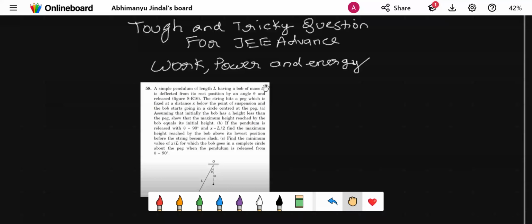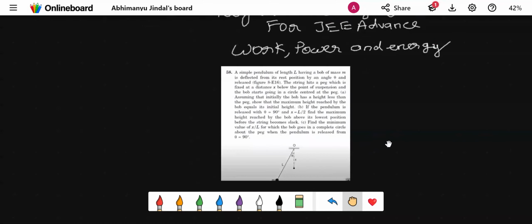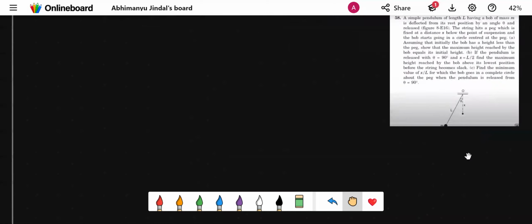Hey guys, welcome to a tough and tricky question for JEE Advanced, Work Power Energy. And trust me, this is a good question. So let's solve this. This could be a potential JEE Advanced problem, so do not take this lightly. It's a good question. So okay, let's see.